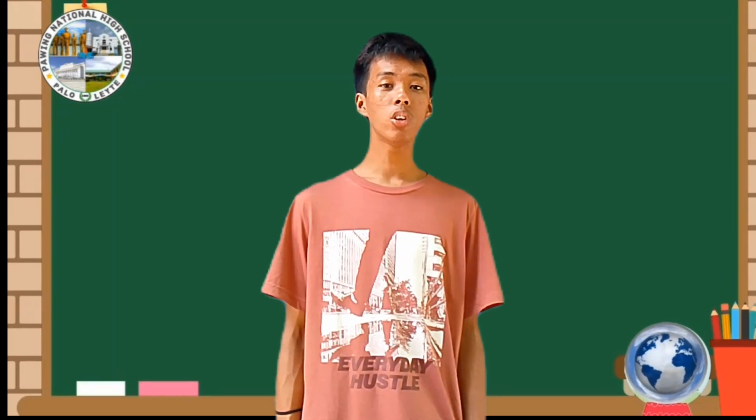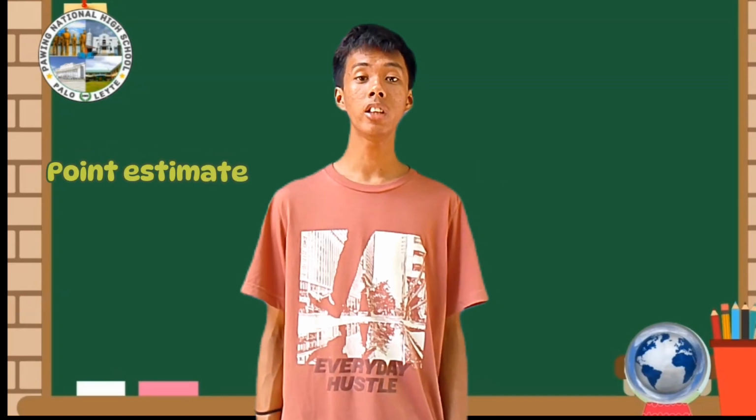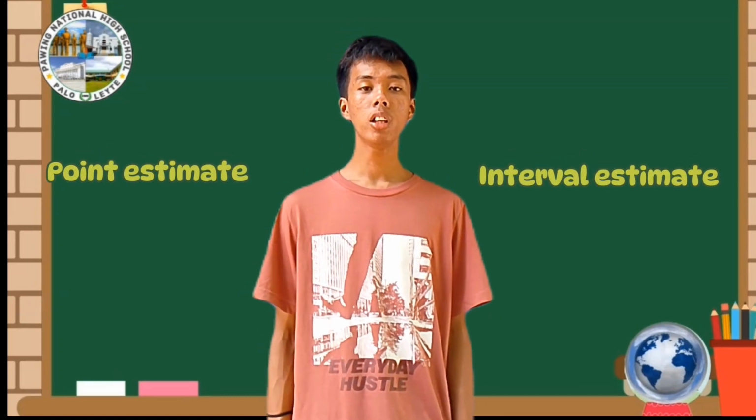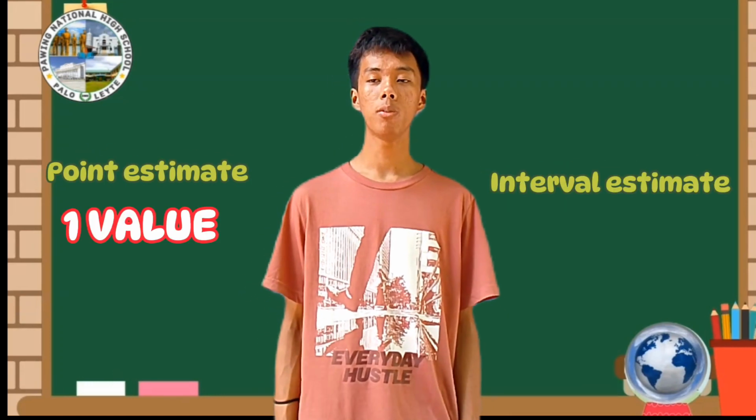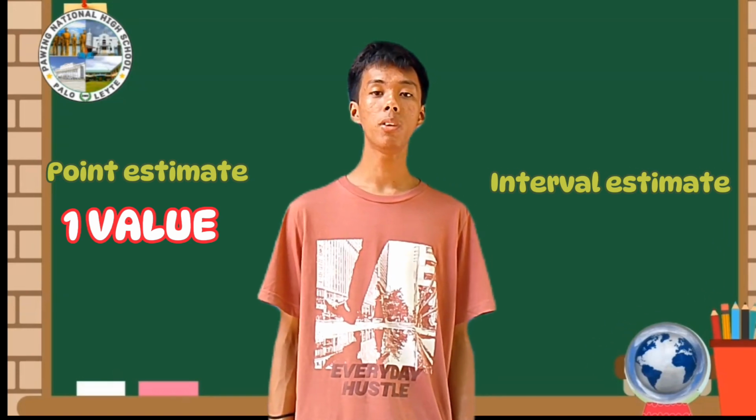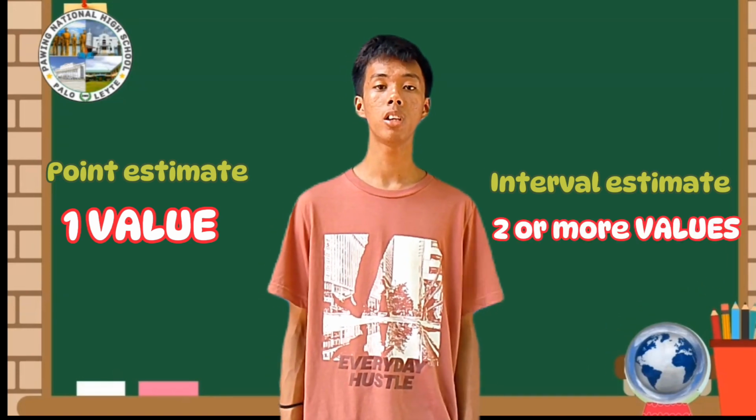So now, you know the differences between the point and interval estimate. The point estimate presents only one value, while the interval estimate presents two or more values.